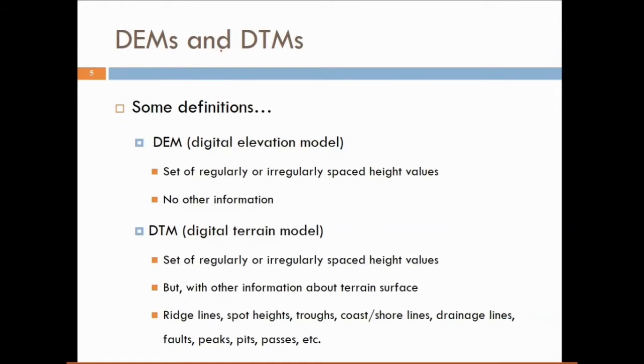So DEMs and DTMs, let us see some definitions. DEM, as I just told you, is a digital elevation model, and this has a set of regularly or irregularly spaced height values, and there is no other information. And DTM, the digital terrain model, is often confused with DEM. It has a set of regularly or irregularly spaced height values, but with other information about the terrain surface also. So you have ridge lines, spot heights, troughs, coastlines, shorelines, drainage lines, faults, peaks, pits, and passes, all of which you will find in this digital terrain model.